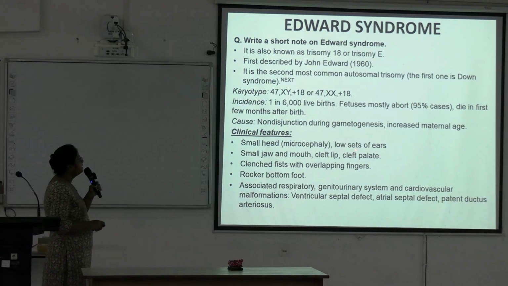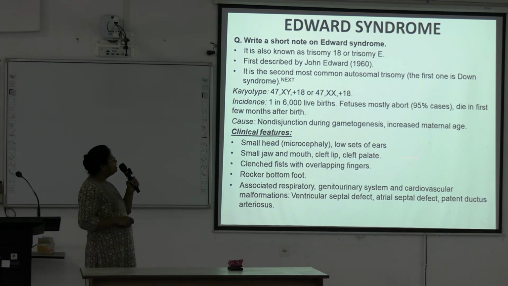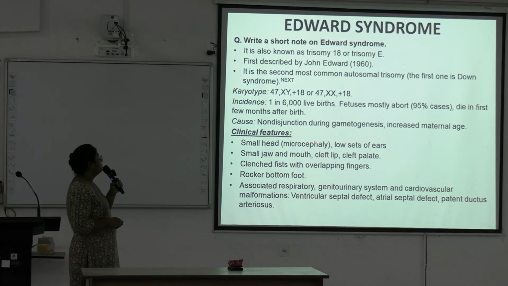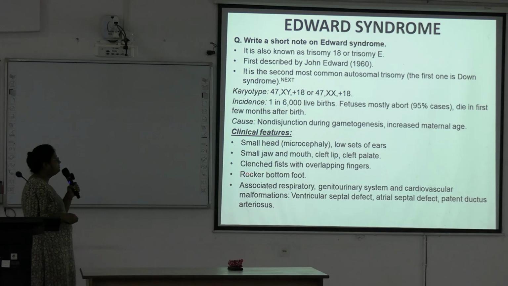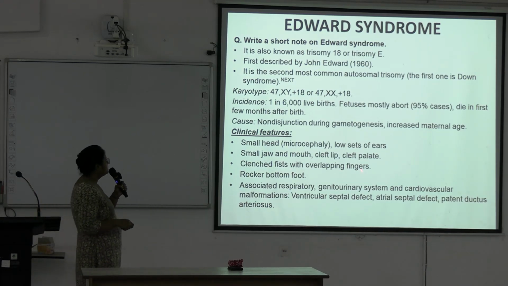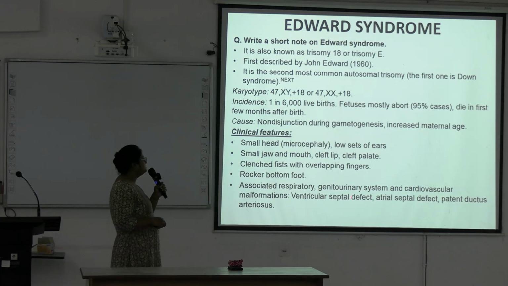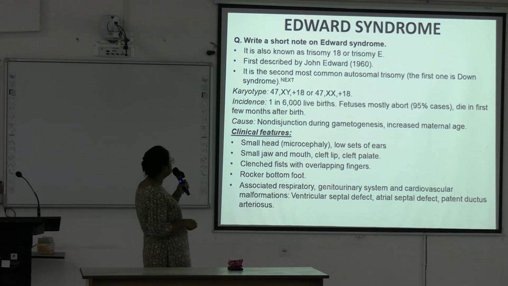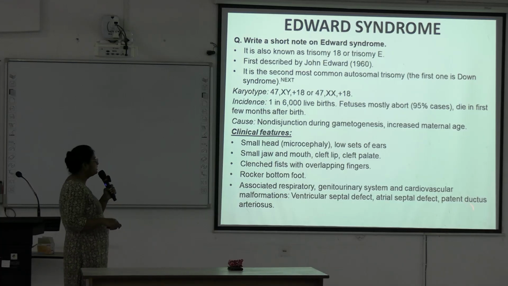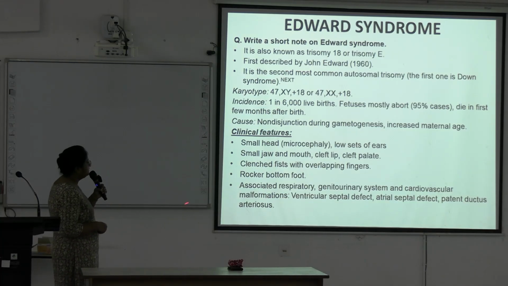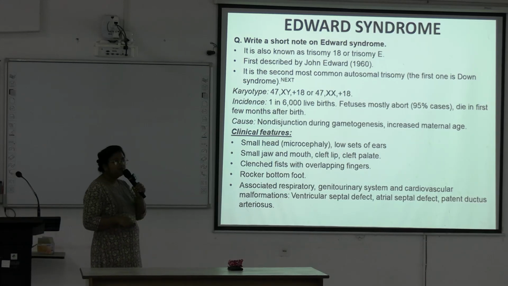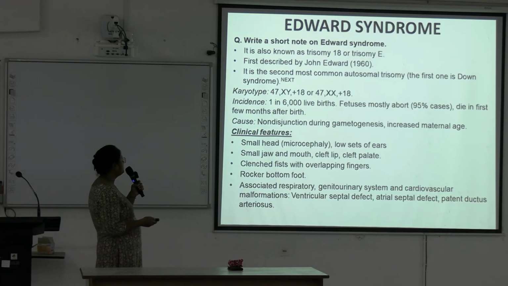These are the clinical features. There will be a small head, that is microcephaly, low set ears, small jaw and mouth, cleft lip, cleft palate, clenched fist with overlapping fingers, rocker bottom foot, and associated respiratory, genitourinary system and cardiovascular malformations. There will be ventricular septal defect, atrial septal defect, patent ductus arteriosus. Any of these defects can be present in the heart.